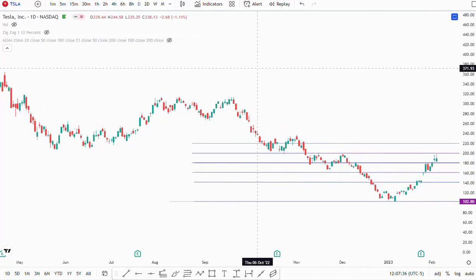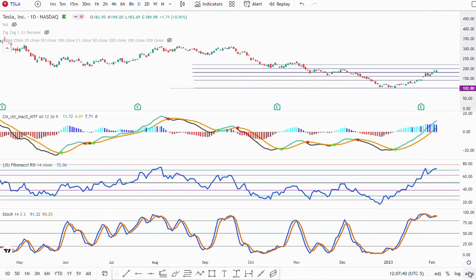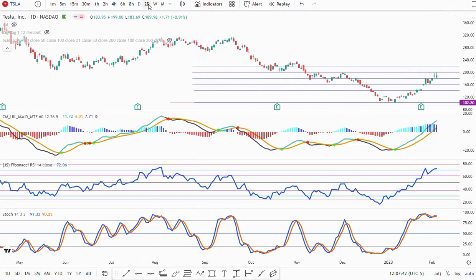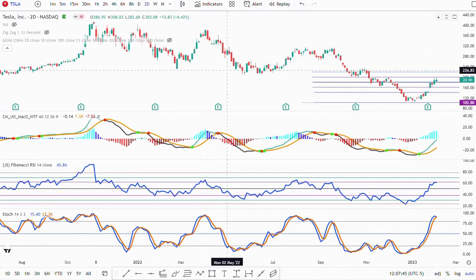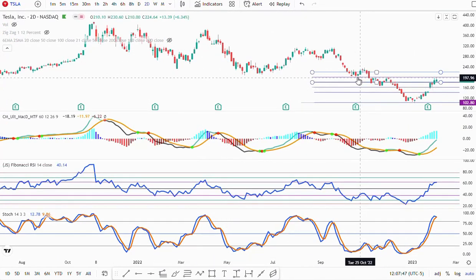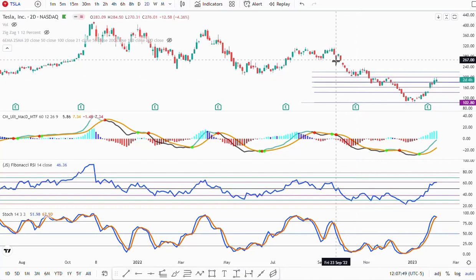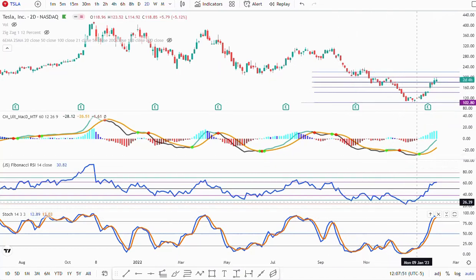Now let's have a look at a slightly higher time frame just to see what the technical picture looks like. Next I'll look at it on a 2-day basis. Each candle represents 2 days of trading activity. You can see that the momentum indicators are also in positive territory. RSI is above 50, stochastic is above the 50 level. MACD hasn't yet crossed above the zero line, but you can see MACD is moving higher.